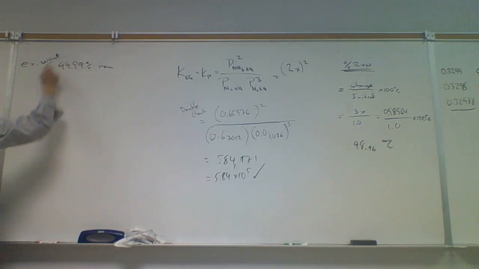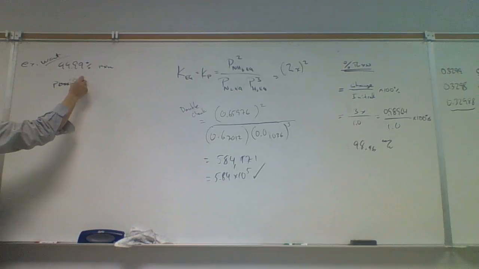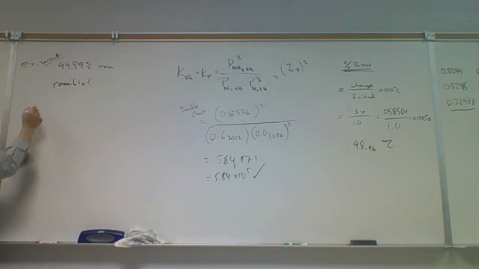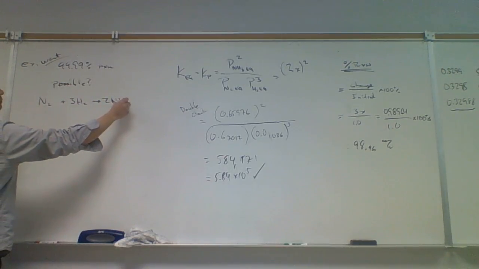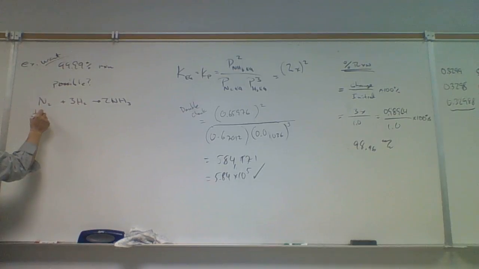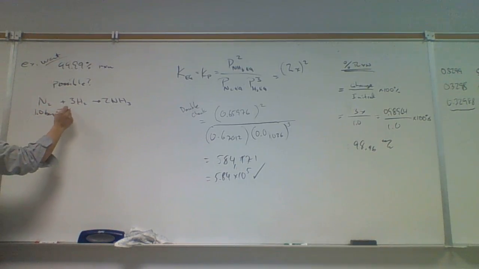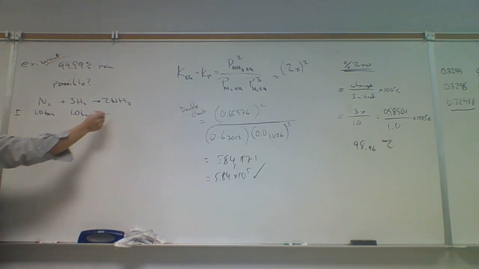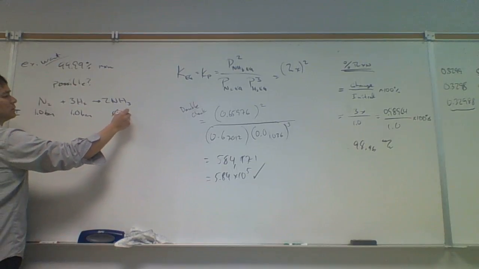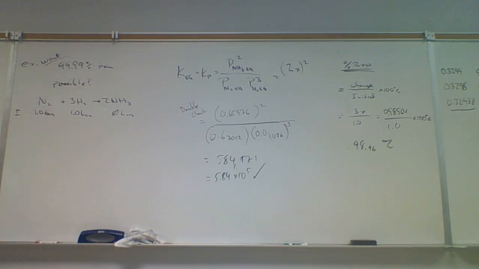We want 99.99%. Is it possible, and if so, how do we do it? Let's go back to our reaction here: N2 + 3H2 yields 2 NH3. We recall that our limiting reagent is, and this time I'll do it right, this is 1.0 bars, this is 1.0 bars, and 0 bars. Our limiting reagent is the hydrogen.